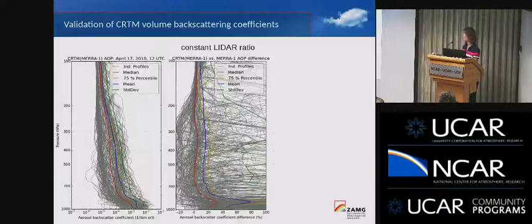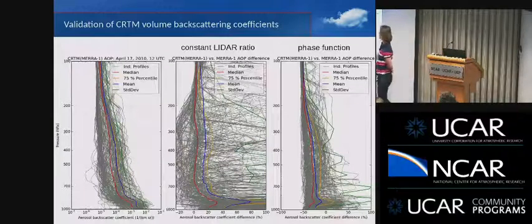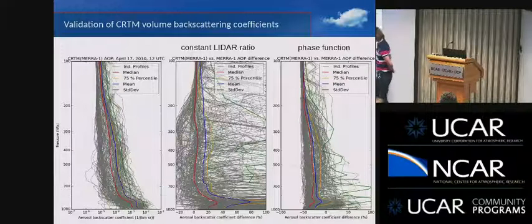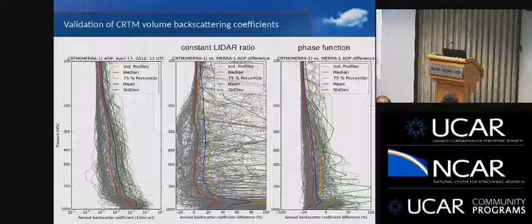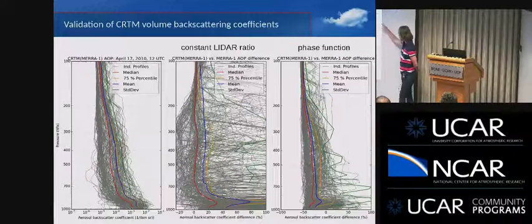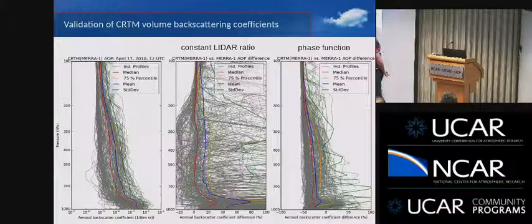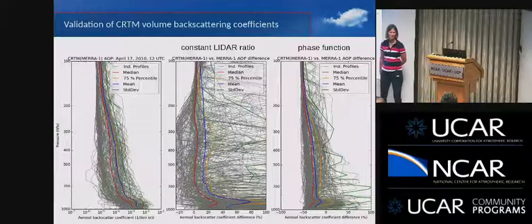We did the very same for backscattering coefficients, applying two methods: using the constant LiDAR ratio for each aerosol type, and using the phase function. I have to admit, you have a different X range for these two plots. But still, keeping in mind that the spread is different, you see a lot of outlier profiles with the constant LiDAR ratio, and the differences are often larger than 100%. You do not see so many outlier profiles here, but everything is shifted. So to be fair, I have to plot it on the same X range. There is a constant offset in the median of CRTM: better agreement if you use the constant LiDAR ratio, because this is zero difference, and here you have a difference of about 30% if you use the aerosol phase function.